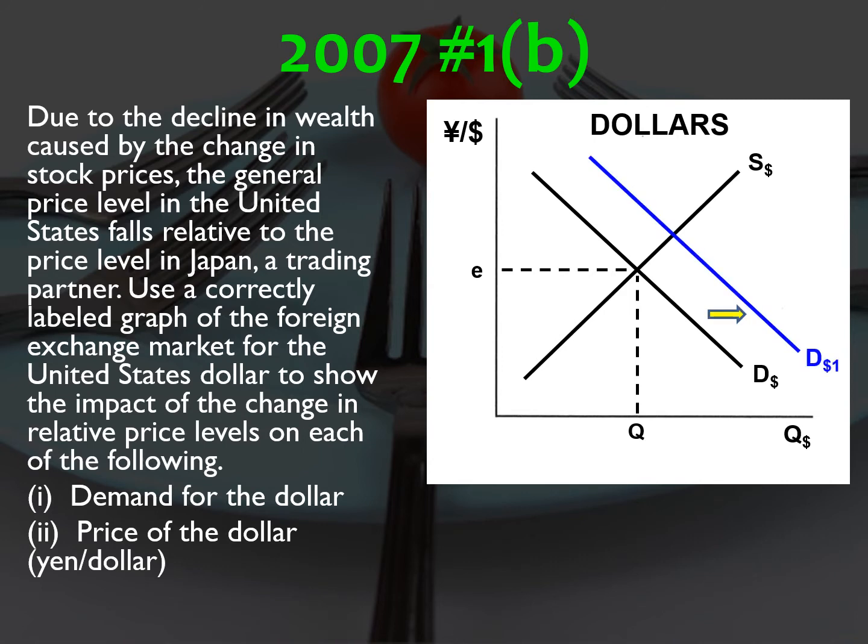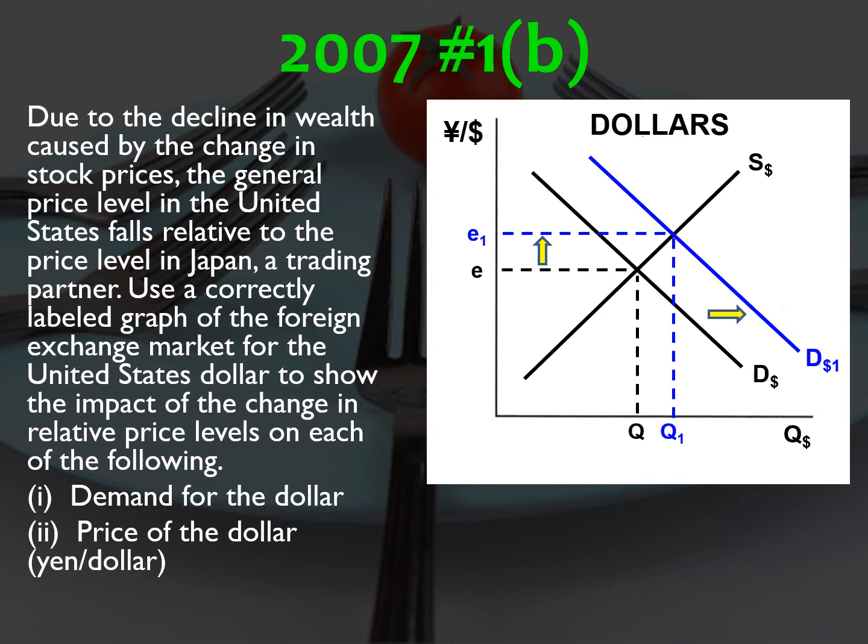So with the general price level in the U.S. falling relative to Japan, that's going to make American goods seem more attractive to Japanese buyers. So Japanese buyers are going to demand more dollars to procure those cheaper American goods. That's going to increase the demand for US dollars to the right, which would then increase the price of the dollar in yen per dollar. So that's going to make the dollar appreciate in value, which is the price of the dollar.